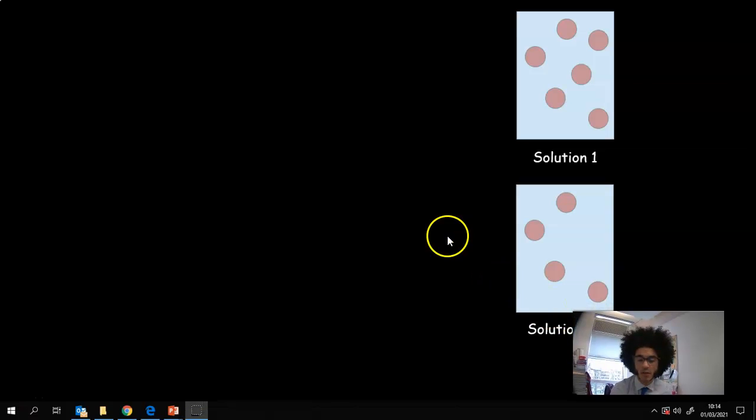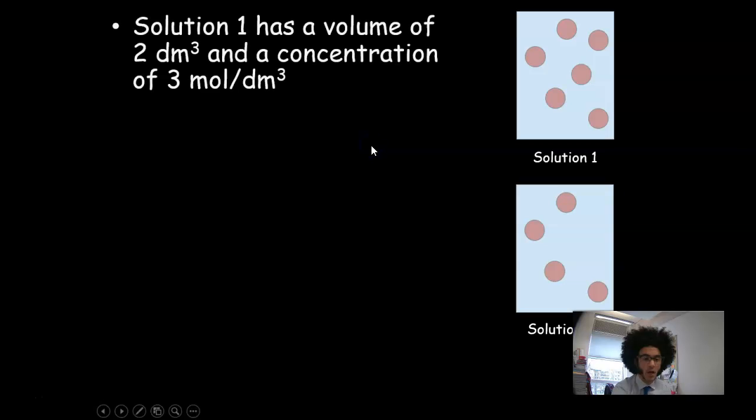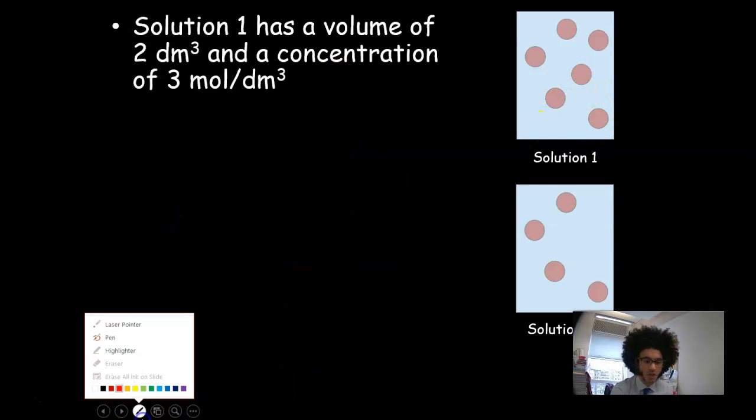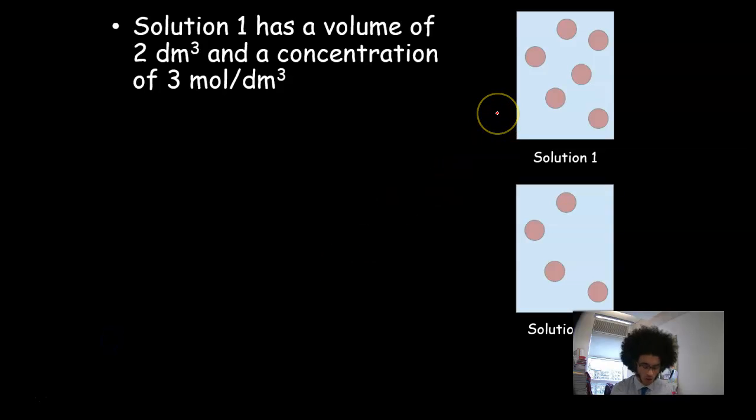So let's get started. First off, I've got 2 boxes here I want you to look at. You should hopefully see it reasonably well. So I've got solution 1 and this is solution 2. You can see they're both the same size, but they've got different numbers of particles inside. Solution 1, the top box, has a volume of 2 decimeter cubed and a concentration of 3 moles per decimeter cubed.